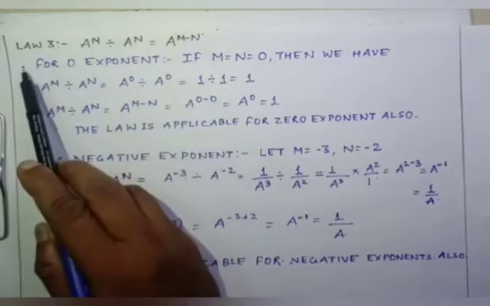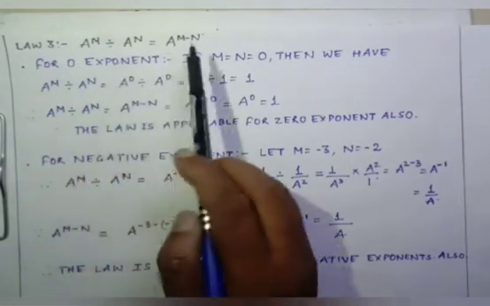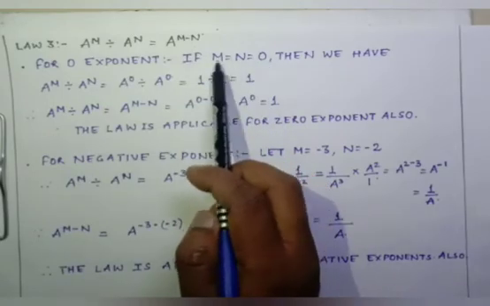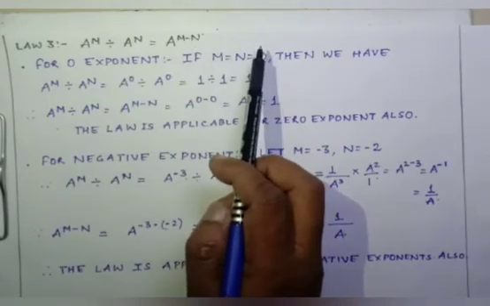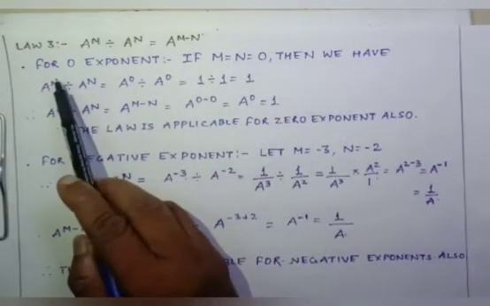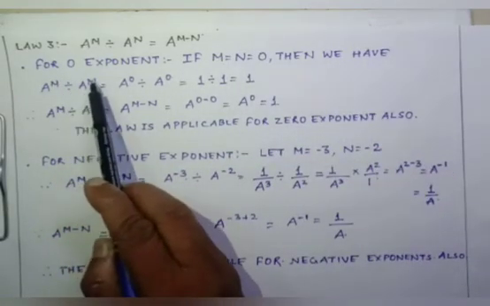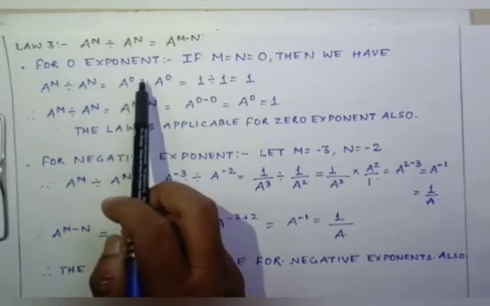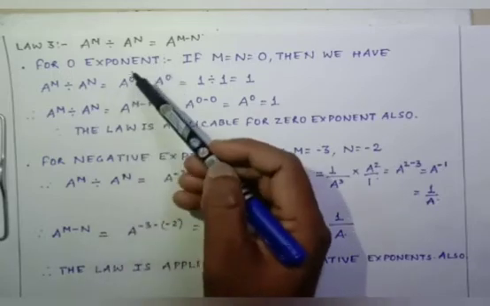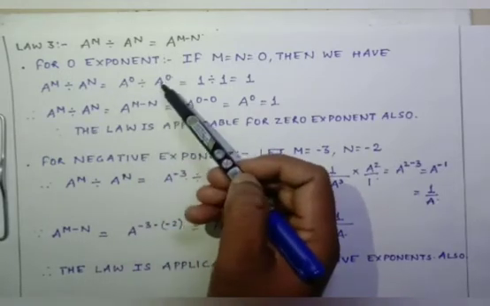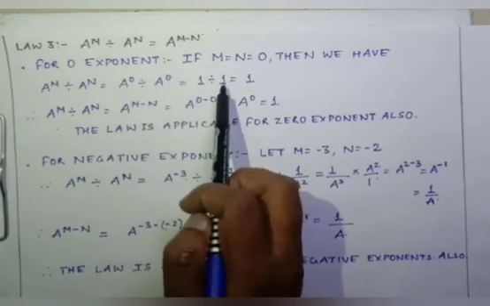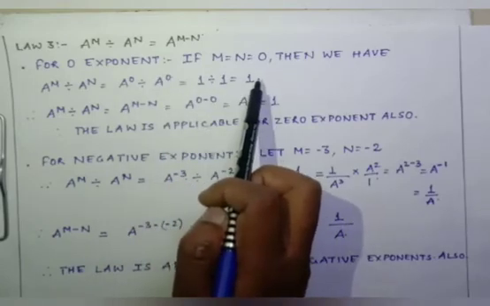Let us see the first one for zero exponents. Over here if m is equal to n is equal to 0, the same condition we are going to follow. Then we have a to the power m divided by a to the power n. Now in place of m and n I am going to place the value of m and n, that is 0. So a to the power 0 divided by a to the power 0 is equal to 1 divided by 1 is equal to 1.